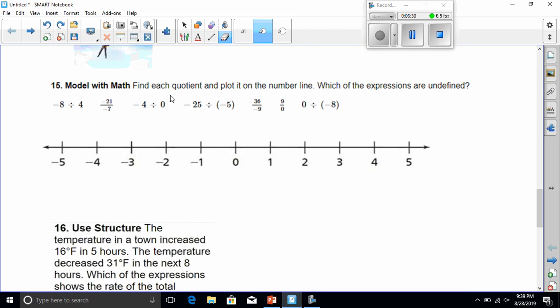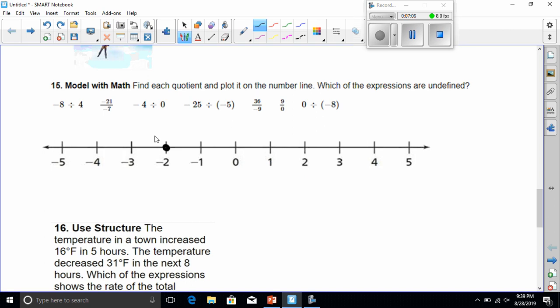Model with math. Find each quotient and plot it on the number line. Which of these expressions are undefined? We have negative 8 divided by 4. That is going to be negative 2, because 8 divided by 4 is 2, and a negative divided by a positive is a negative number. So that means it's going to be right here at negative 2.